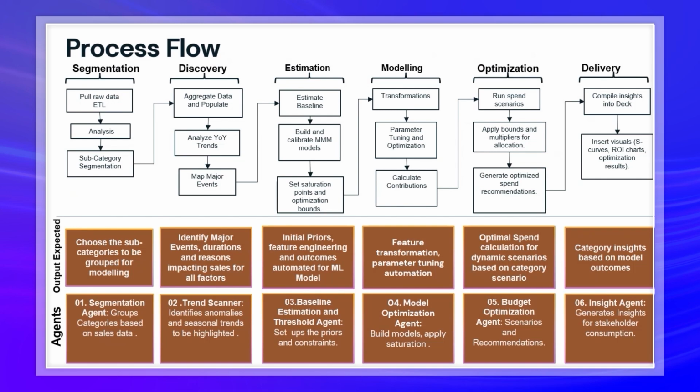So see, this is the raw data, and the agent is suggesting that on these particular categories we should do the modeling, to get better sales and spend by analyzing all the data, doing the correlation and so on. So it suggests the groups. Then we are moving to the discovery phase.